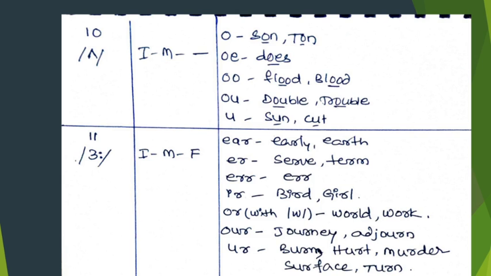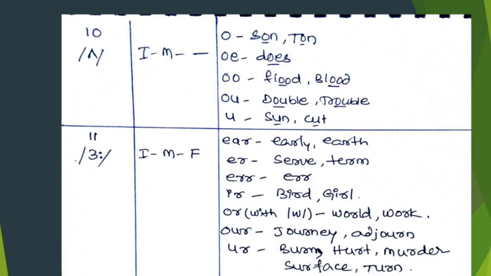This sound happens initially, medially and finally. It is represented with the letter O in sun, with OE in does, with double O in F-L-double O-D, B-L-double O-D, flood, blood, like this. With OU, double. With U, S-U-N, sun, C-U-T, cut. That's all.